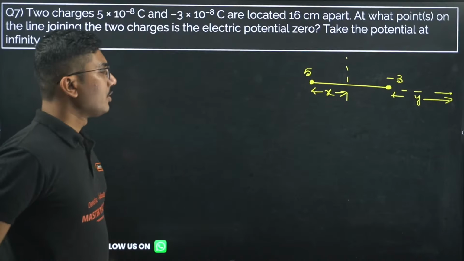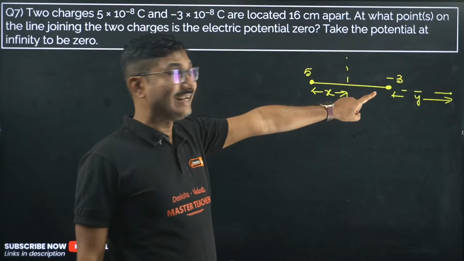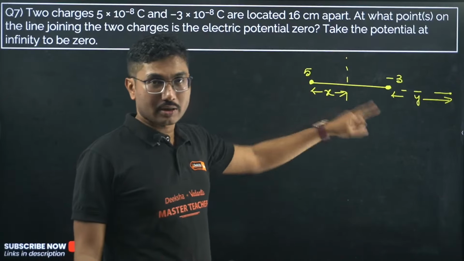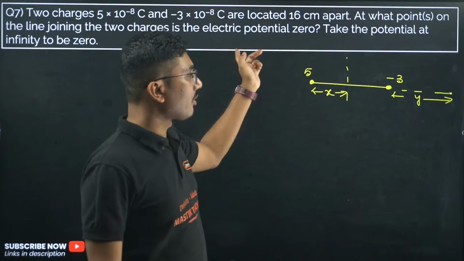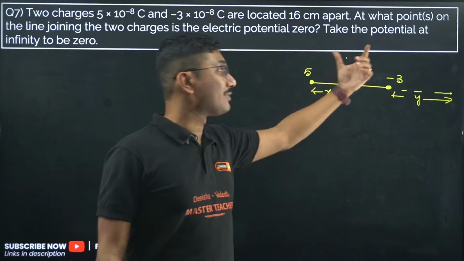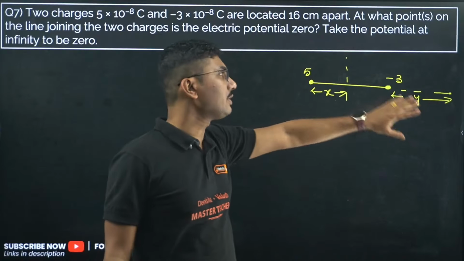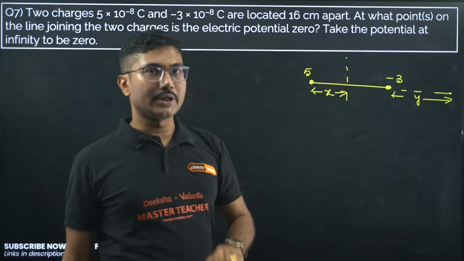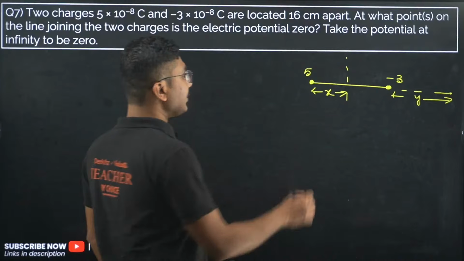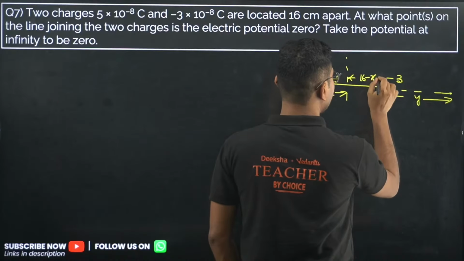Be careful. For two opposite charges of equal magnitude, electric field will be 0 outside, but for electric potential it will be 0 between the charges as well as near the smaller charge, because electric potential is a scalar quantity. Direction does not matter, only magnitude matters. So if this distance is x, this will be 16 minus x.